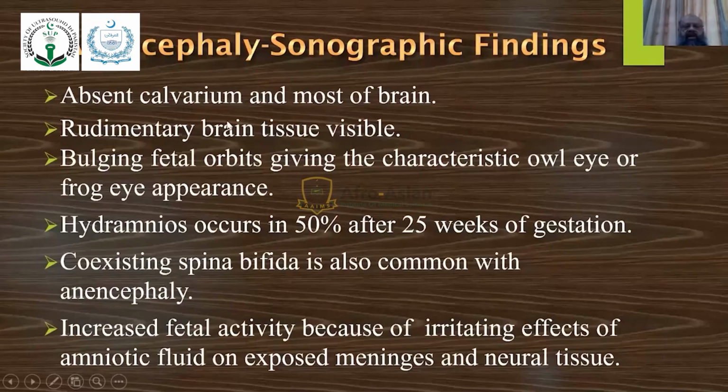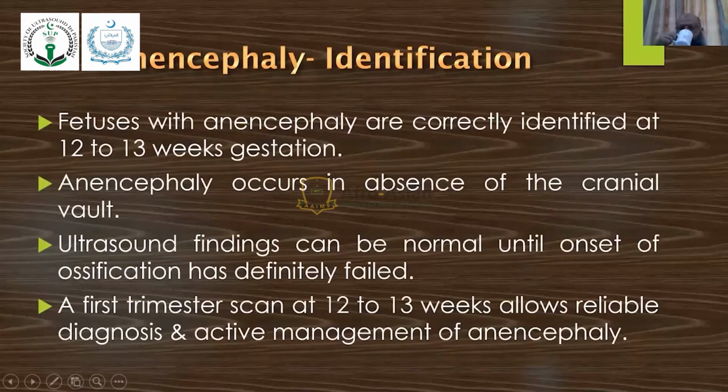Fetuses with anencephaly are correctly identified at 12 to 13 weeks of gestation. Anencephaly occurs in absence of the cranial vault. Ultrasound findings can be normal until onset of ossification has definitely failed. A first trimester scan at 12 to 13 weeks allows reliable diagnosis and active management of anencephaly.